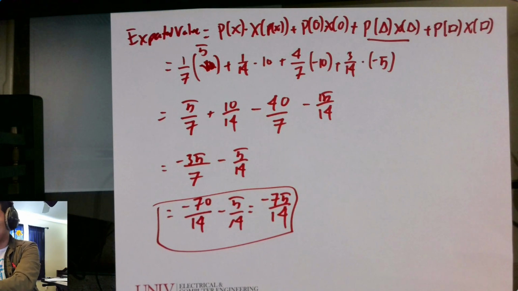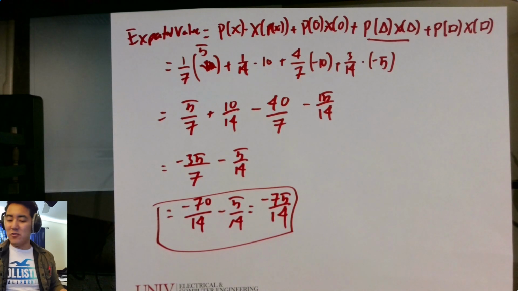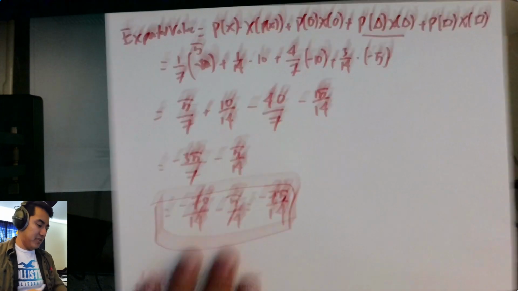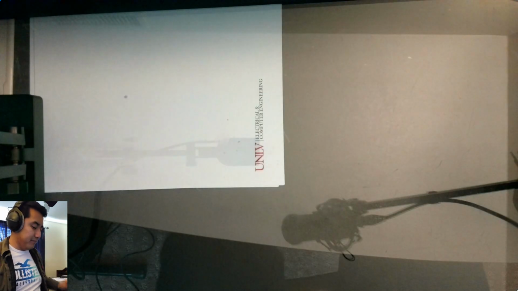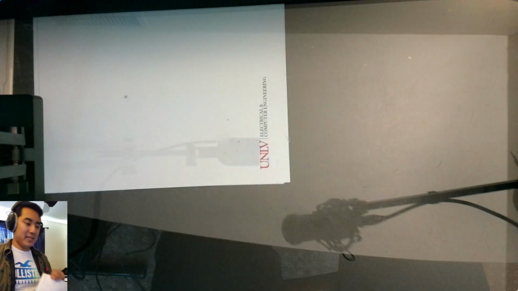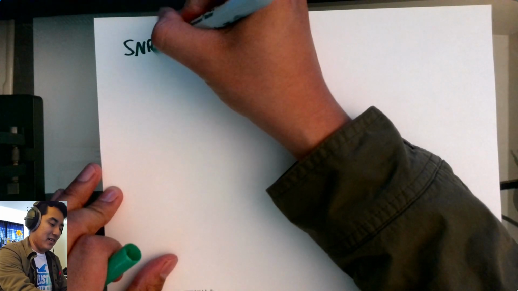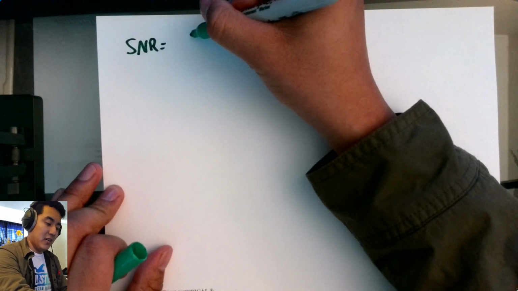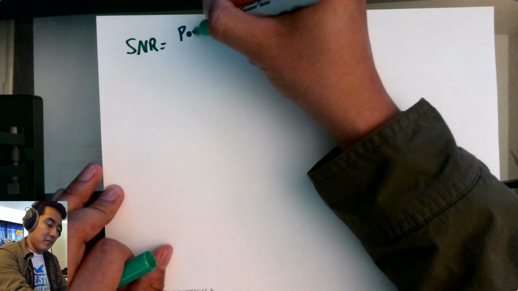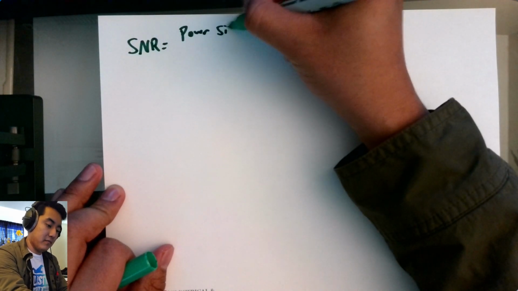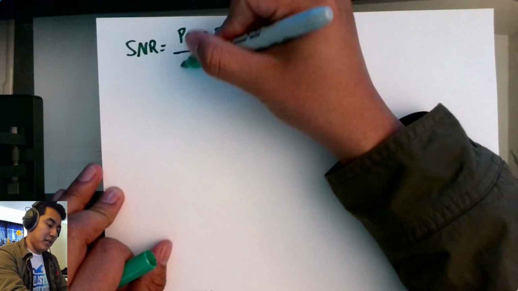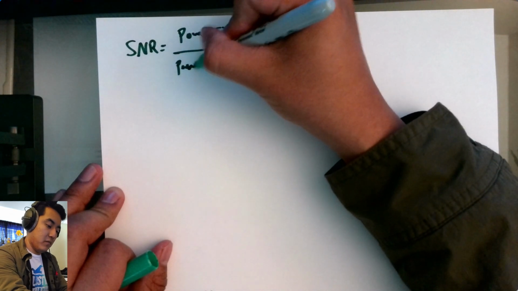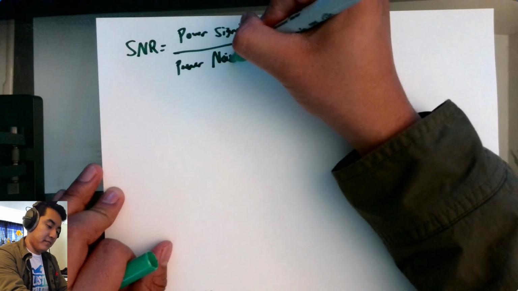There we go. So remember what I said about signal to noise ratio? Let's try to do this. Signal to noise ratio, SNR, which is equal to, we're going to call the power of our signal divided by power of noise.